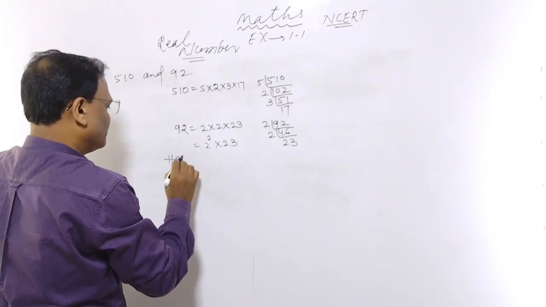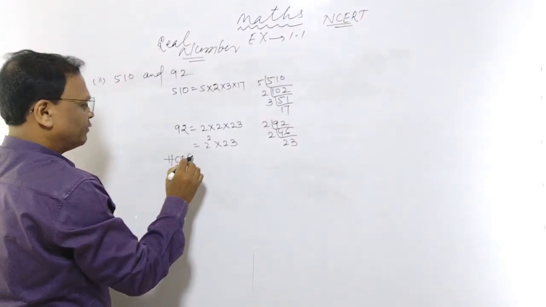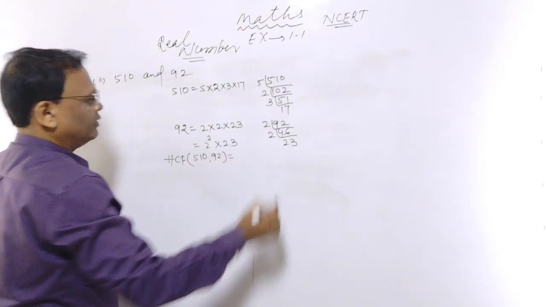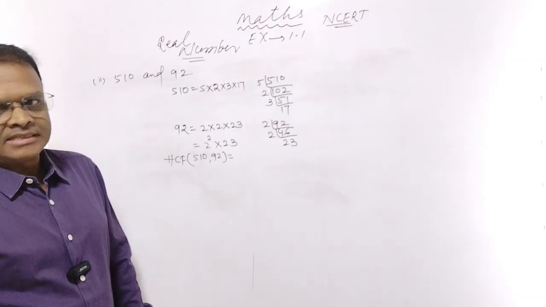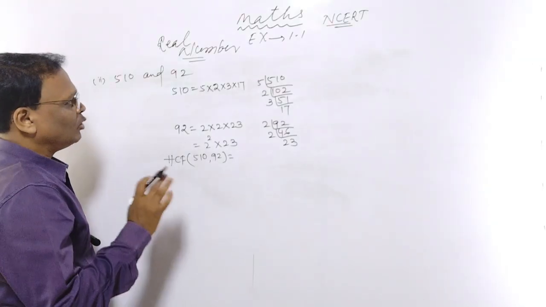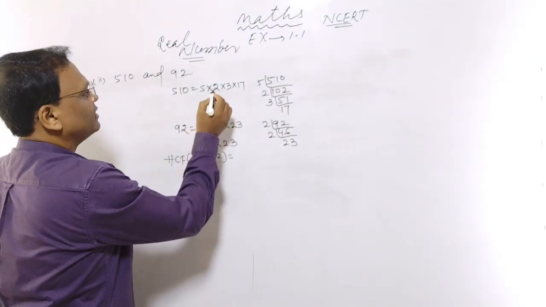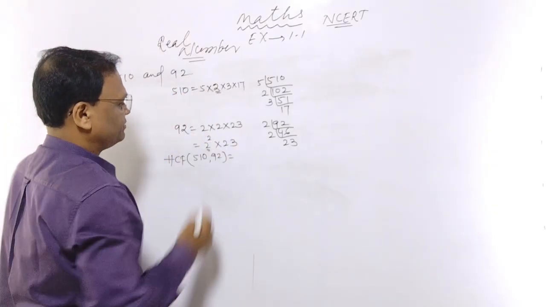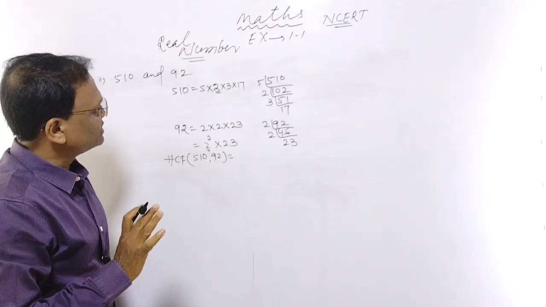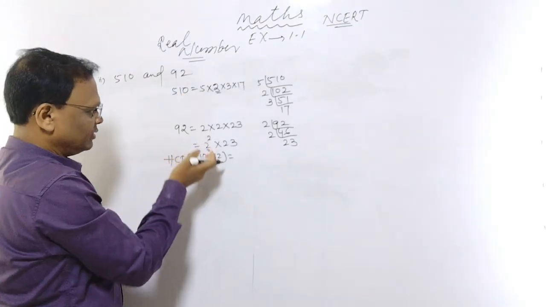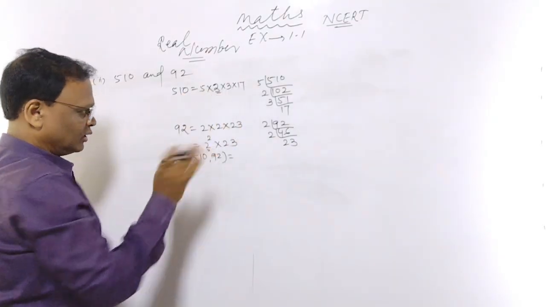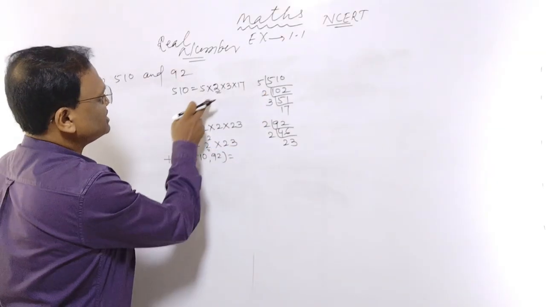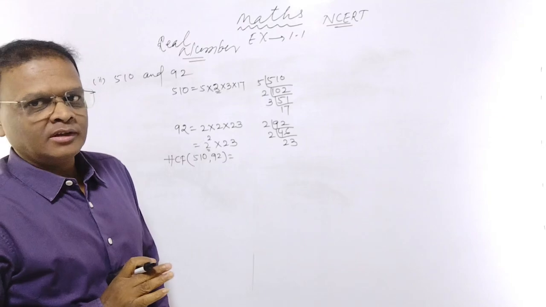Now I'll write what my HCF is. So HCF of 510 and 92. First we find the HCF. Let me check, is there any common? Yes, there is. Look here, 2 is here and 2 is here. Only this is common, nothing else. 5 is here, but not here. 3 is here, but not here. 17 is here, but not here. That means this is the only common number, right?